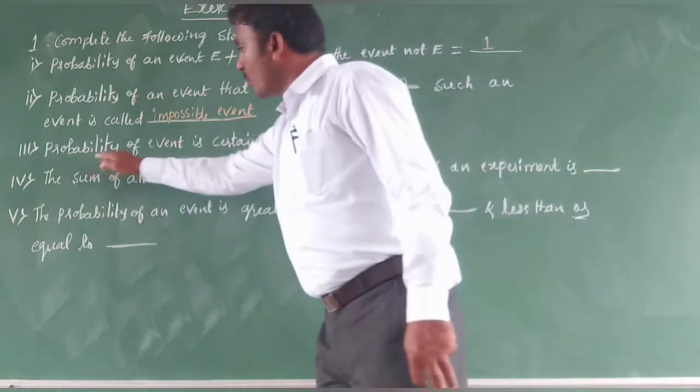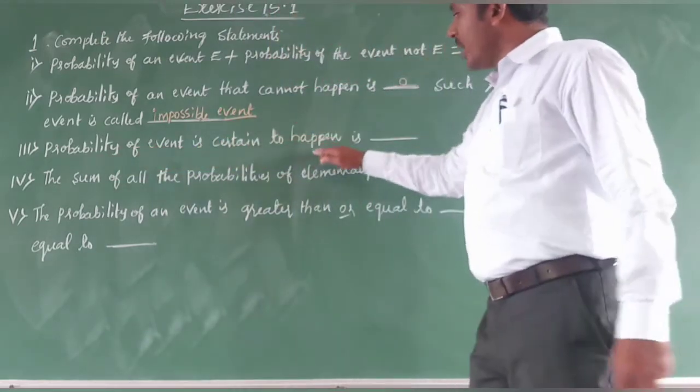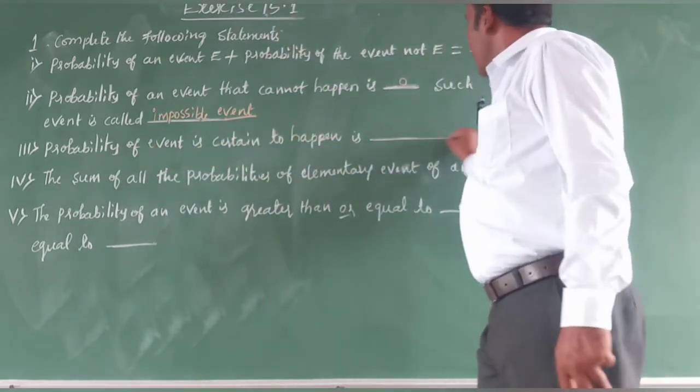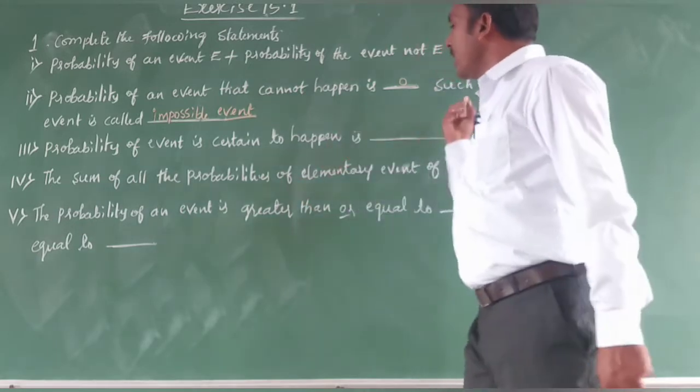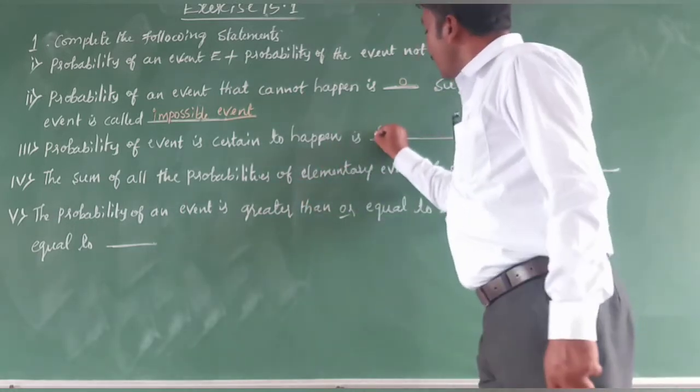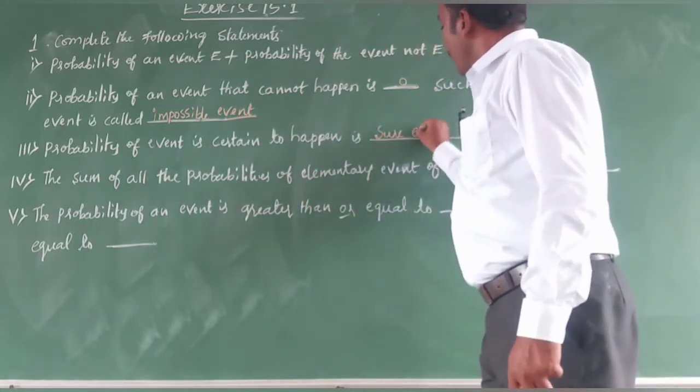Third one: the probability of an event that is certain to happen is 1. Such an event is nothing but a certain event or sure event.